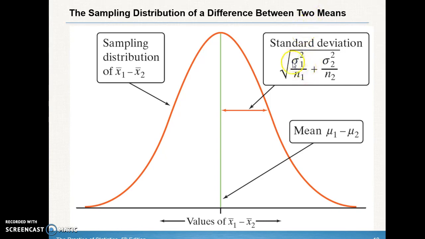So you have your standard deviation squared of your first sample divided by your first sample size, plus your standard deviation squared of your second sample, all divided by your second sample size. And then the mean is the subtraction of the population means, and the sampling distribution is each individual sample, the difference between each of those samples subtracted. Put a whole bunch of dots on here, and that will give you what the sampling distribution looks like.